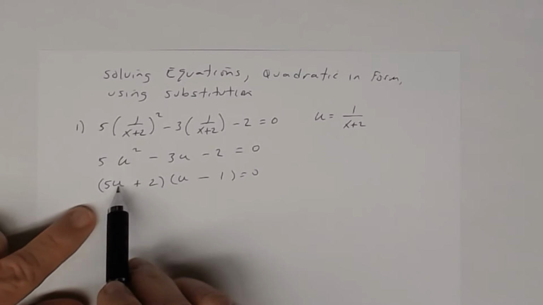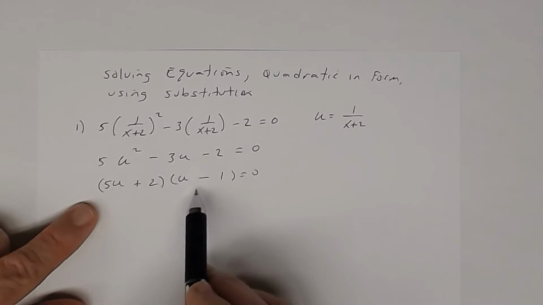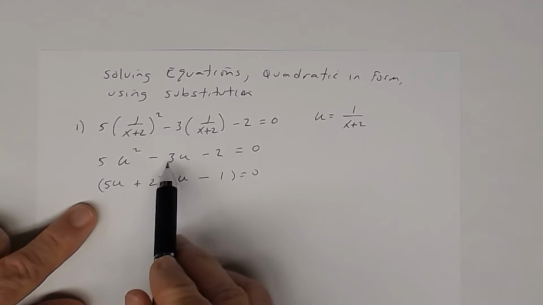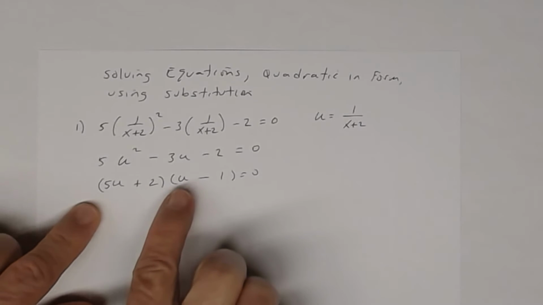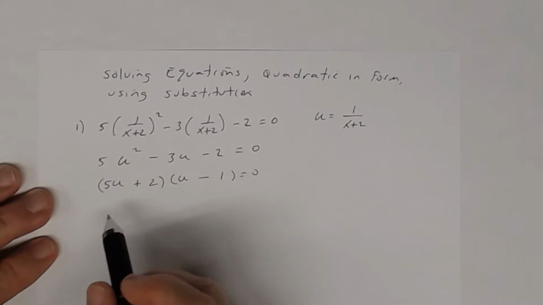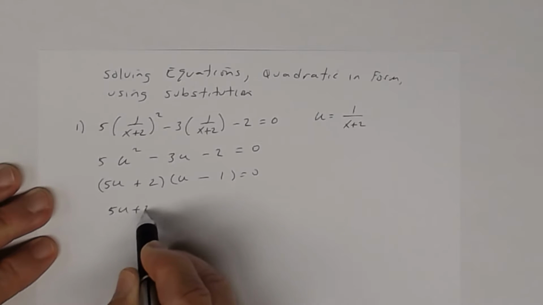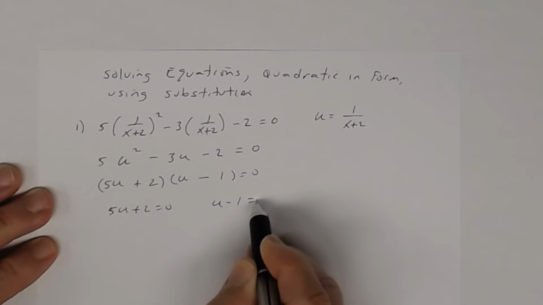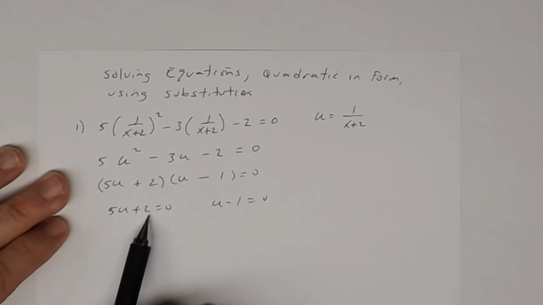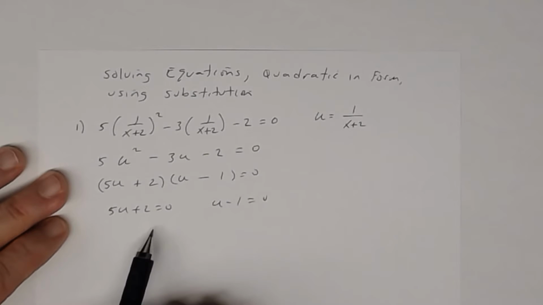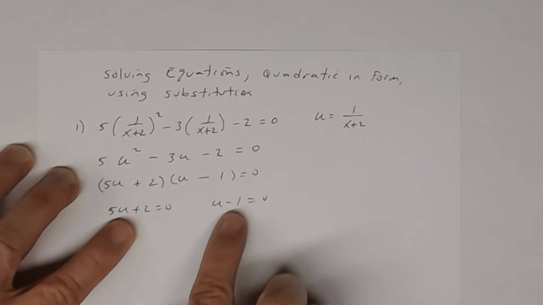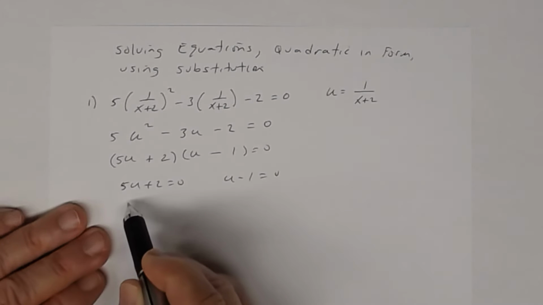All right, so let's double check. So the outer is negative 5u, the inner is a positive 2u, and when I add them up, I get negative 3u. Okay, so I factored this correctly, and now I'm going to set each factor equal to 0 using the zero factor property. So I get 5u plus 2 equals 0, u minus 1 equals 0. So once we got to this point, the rest is very easy for you because you've done this before. You've solved quadratic equations by factoring many times in previous lessons. And so at this point, I have two linear equations. So I'm going to solve each of those linear equations.